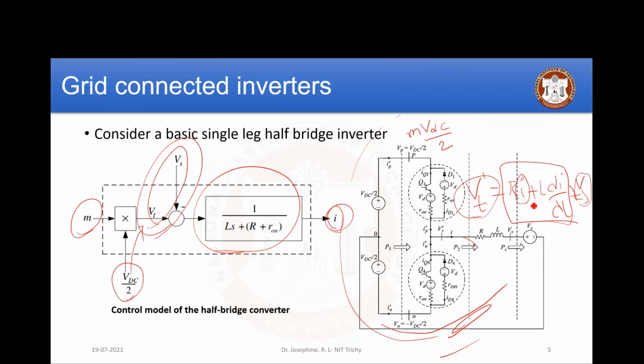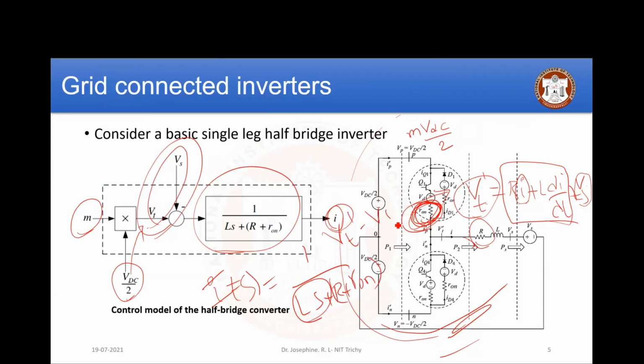Now I want I as my output. If you take I of S on the right hand side, you will get 1 by (Ls plus R on). Why R on? It means there is some on-state resistance here. Let me consider this drop Vd as 0. So there is something called R on. Because R is very small, let us consider R on also. So you will get (R on plus Ls) into I of S, which equals Vt dash minus Vs. So this is the transfer function with respect to my input.